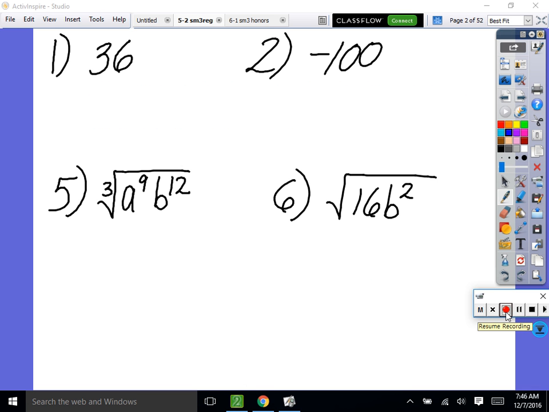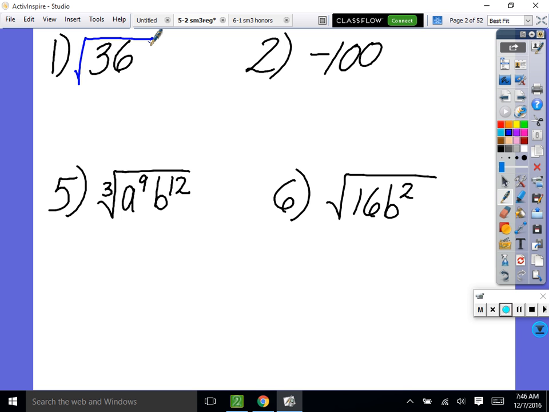Number 1. The instructions say to find all the real square roots of each number. We've got to find both plus and minus if that's applicable. Since these are square roots, all even roots have plus and minus answers. So the square root of 36, we should just type it into our calculator.